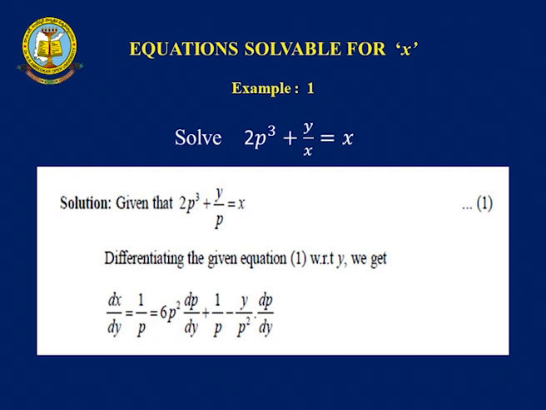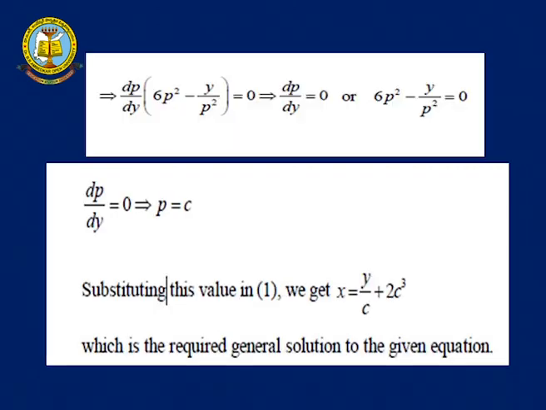Next, on both sides there is 1 by p: the left side has 1 by p and the right side also has 1 by p, so they get cancelled. After the cancellation we get 6p square minus y by p square, multiplied by dp by dy, equal to 0. So here also it is of the form ab equal to 0. Then we get dp by dy equal to 0 or 6p square minus y by p square equal to 0. Now let us see dp by dy equal to 0.